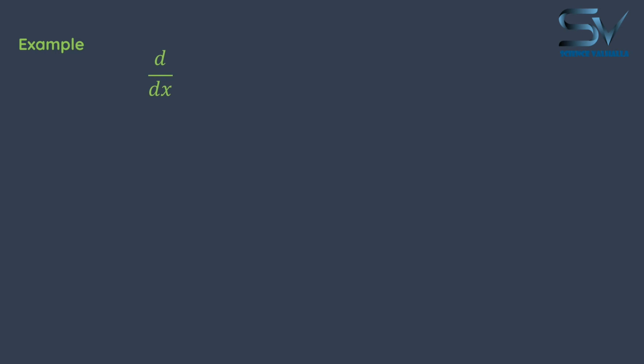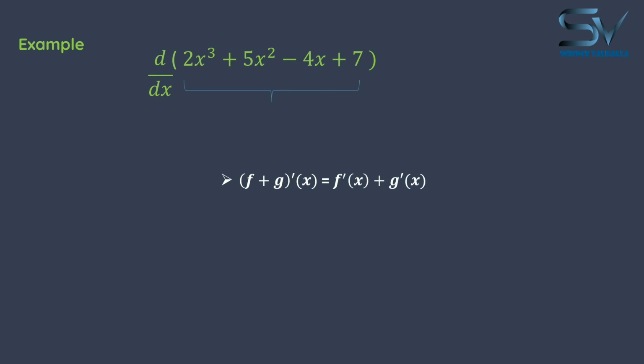We have to find the derivative of this cubic equation. The first step is to notice that many functions are being added here. Their derivative will be equal to the sum of the derivatives of the individual functions. We will now compute the derivative of each term.